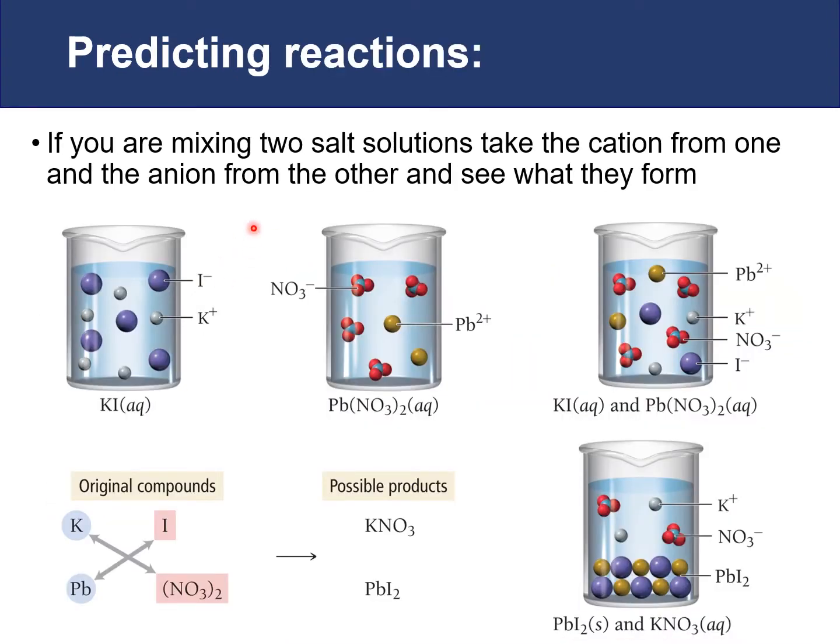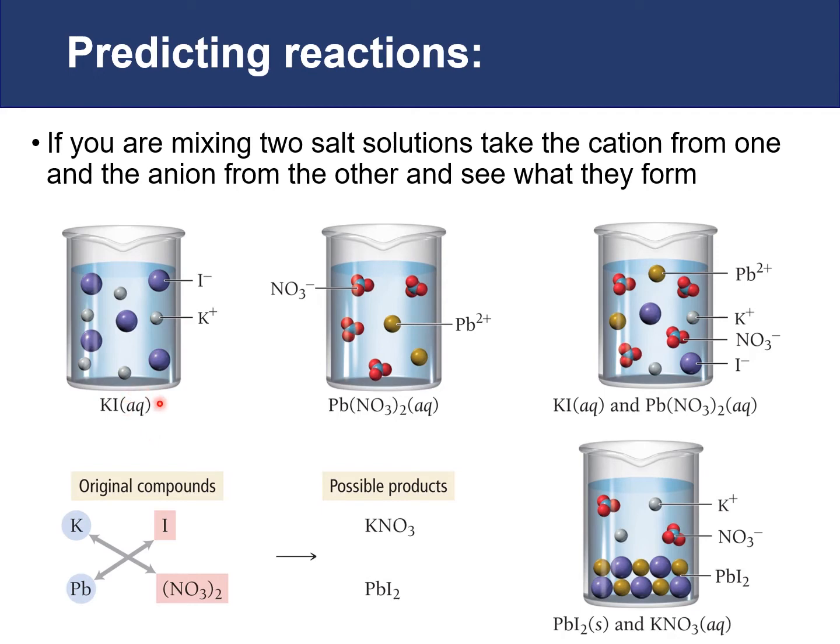Now, the way we can determine whether a reaction is going to happen when we mix two solutions together, typically those two solutions will have different salts, is if we are mixing two salts together, we will take the cation from one and the anion from the other and look to see what they form. So let's say we have a solution of potassium iodide, KI, and if you remember, anything that is bound to a potassium is soluble, so the potassium iodide would be soluble.